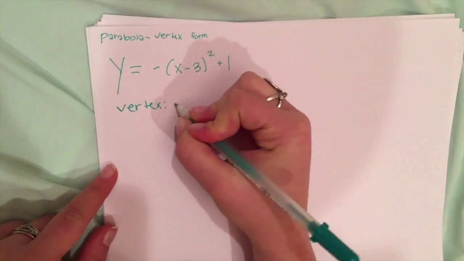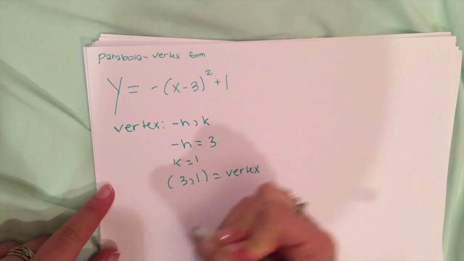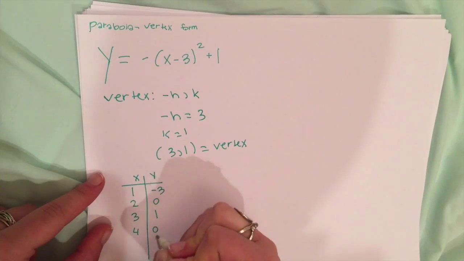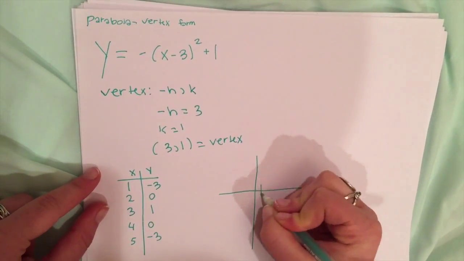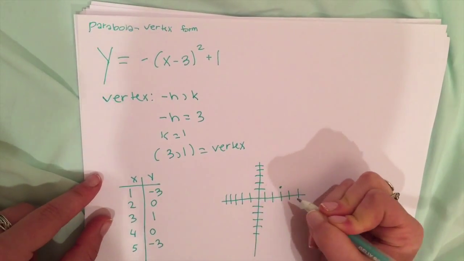This equation is written in vertex form. The vertex is negative h, k. Here, negative h is 3, and k is 1, so our vertex is (3, 1). Then you plot 2 points to the left of the vertex, and 2 points to the right of the vertex, and this is your graph.